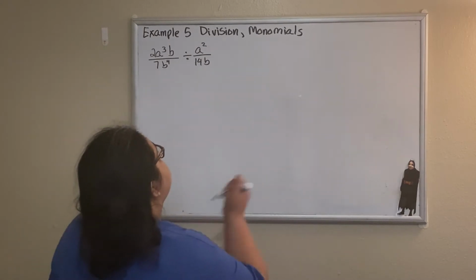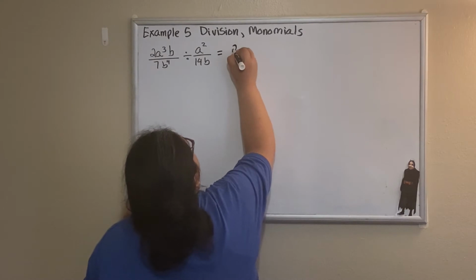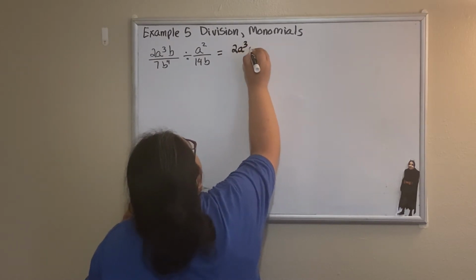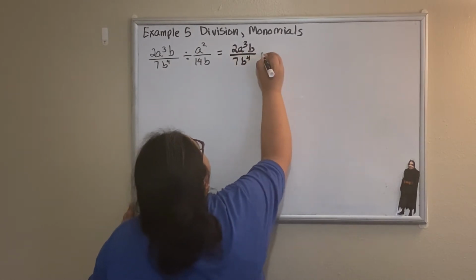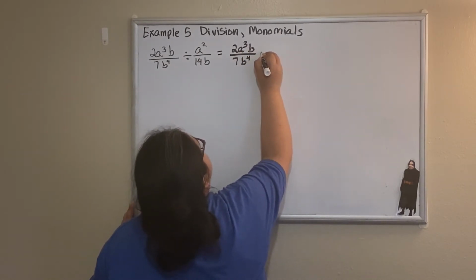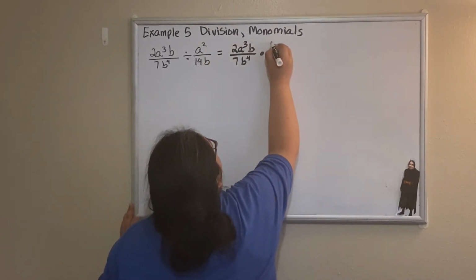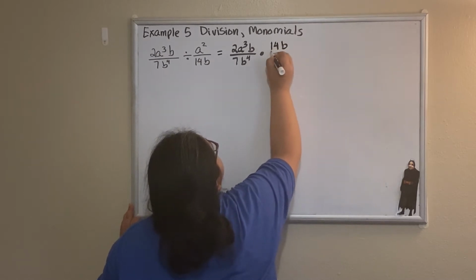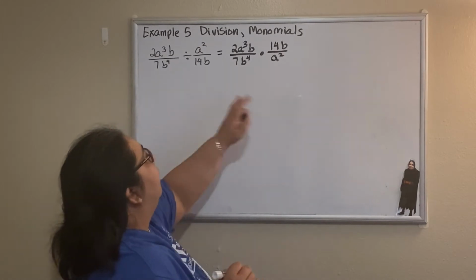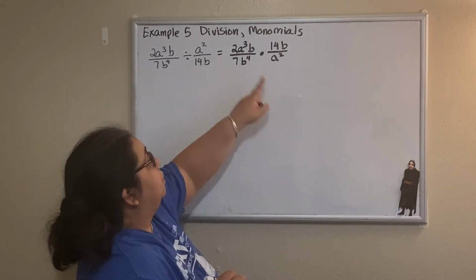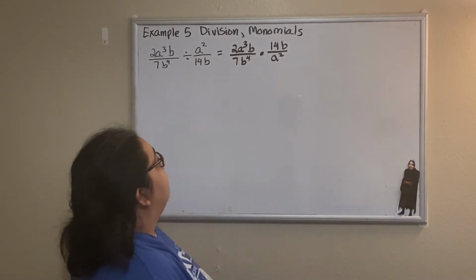You're going to take the reciprocal. So let's rewrite this by taking the reciprocal. We're going to rewrite the first fraction, 2a to the third b over 7b to the fourth. No change. But now we're going to change division to multiplication. We're going to take the reciprocal of the second fraction, so we're going to put 14b over a squared. And now we can go ahead and multiply. But remember, we need to reduce first. So we're going to check the numerator and the denominator to see if anything reduces.